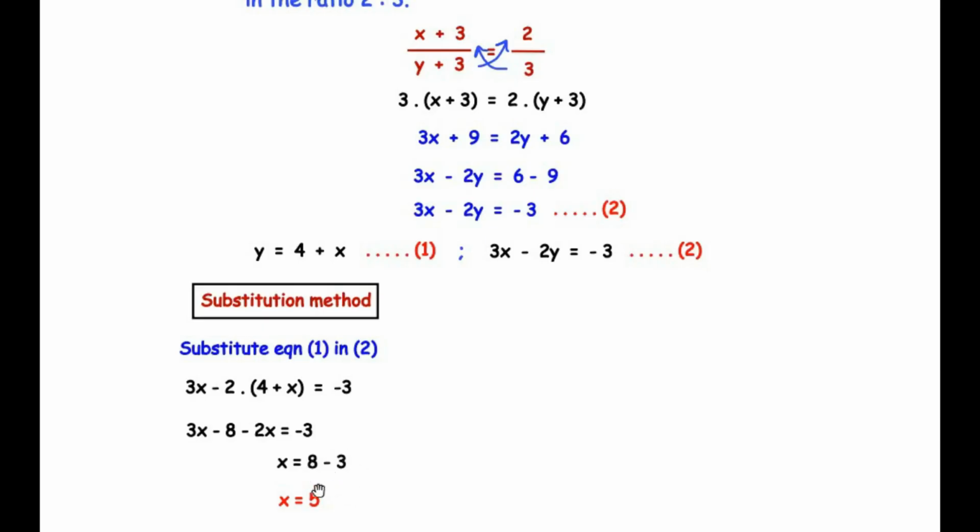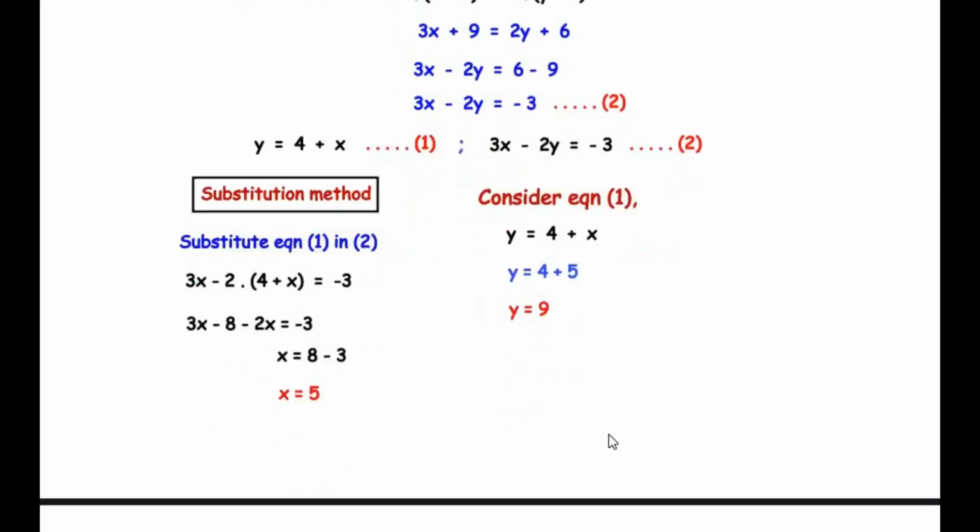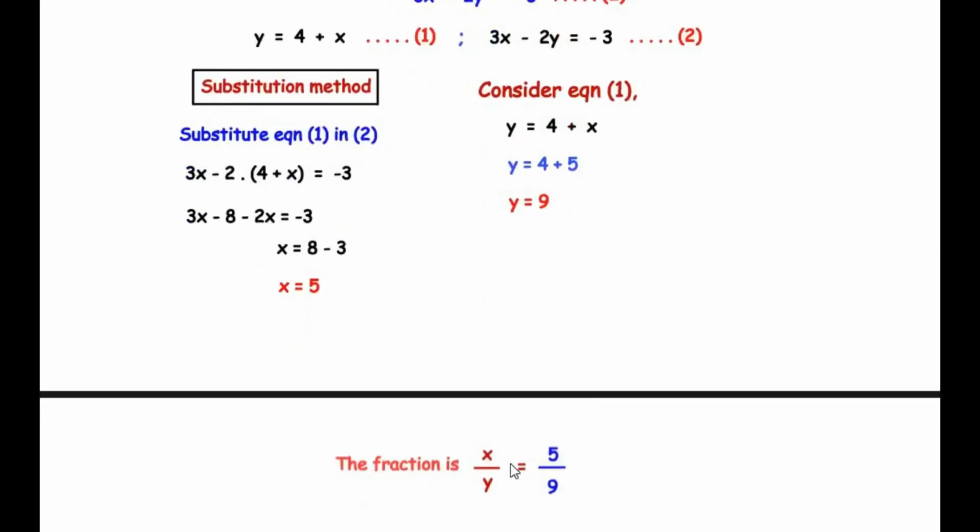Now once we have got the value of x, let us find out the value of y by using equation 1. So consider equation 1, that is y is equal to 4 plus x. Now in place of x we have written 5. So y will be equal to 4 plus 5, or the value of y we get here is 9. So now we have got the value of x and value of y. So our fraction becomes x over y, which is equal to 5 over 9. So this is going to be our answer.